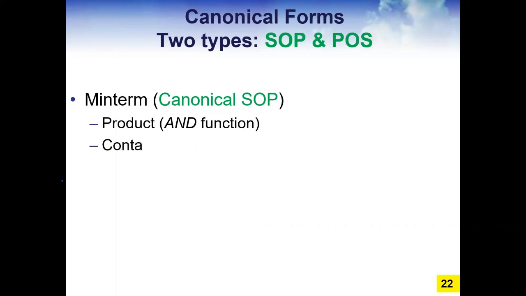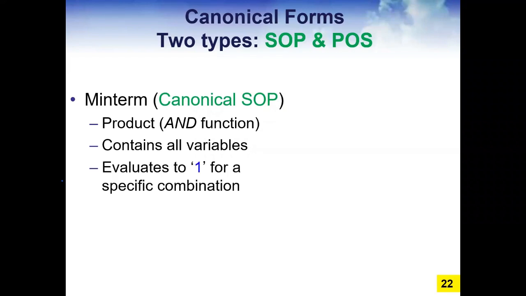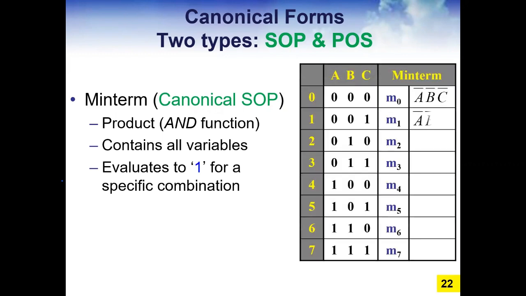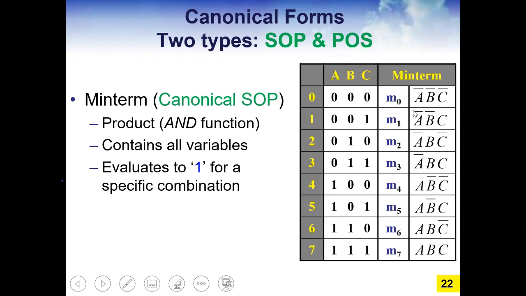So this is min terms, which contains all variables. There is an AND function. It evaluates to 1 for a specific combination. I already explained to you, in the truth table, it is going to evaluate to 1 for a specific combination. For example, girls, if we have a function with variables A, B, C, there could be 8 possible min terms. All are min terms mentioned here, M0 to M7. But which min terms the function has depends upon the function at that time.